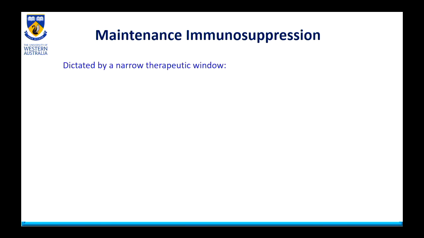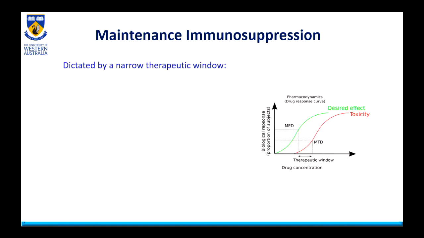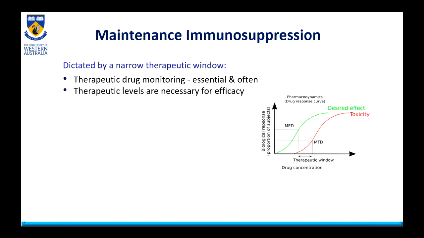And to maintain the immunosuppression, this is really important: there's a very narrow therapeutic window. So we come back to our old pharmacodynamic curve here, where we have our desired effects and our toxicity, and we have a really narrow therapeutic range where we get effect without toxicity. Therefore it's really important that these guys are monitored regularly, and often, for their drug levels. The therapeutic levels are necessary to keep that efficacy, so they must keep those levels high. But of course, the toxicities occur at blood levels very similar to the therapeutic concentrations. So you must keep that balance absolutely spot on.